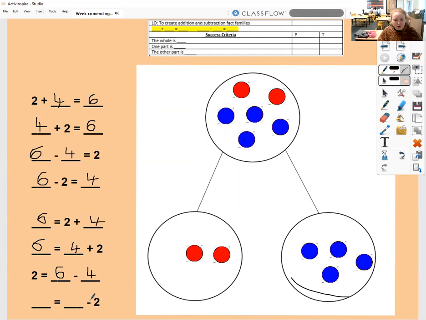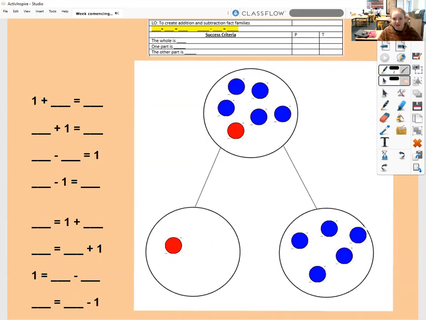And finally, let's look at this one. I know that before my subtraction symbol is going to go my whole. So my whole is 6. Subtract my first part, which is 2, and then my remaining part, which is 1, 2, 3, 4, is going to go in here. So 4 equals 6 subtract 2. Brilliant.